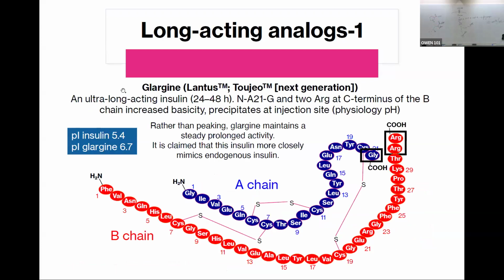Now, how about long-acting analogs? The example is glargine. Glargine contains, in addition to threonine, two arginine groups there. The arginine group has a positive charge. All right. So by adding the arginine groups, it changes the PI. You know PI?